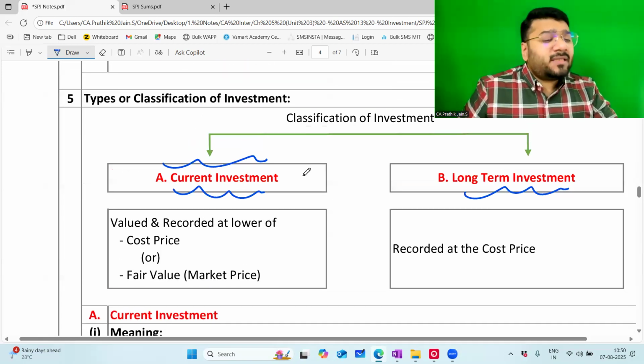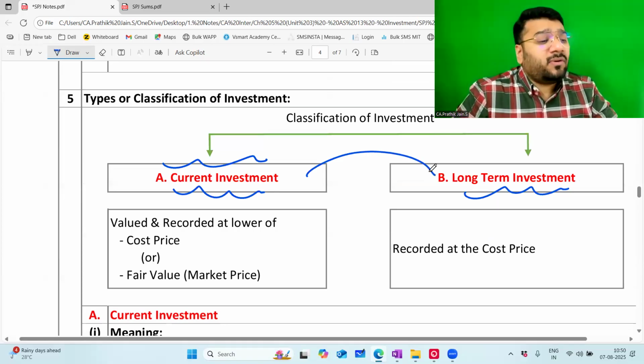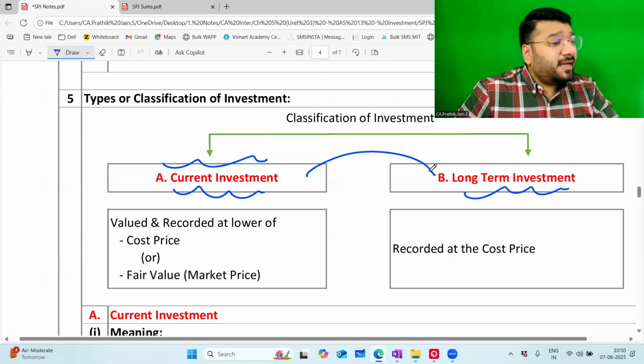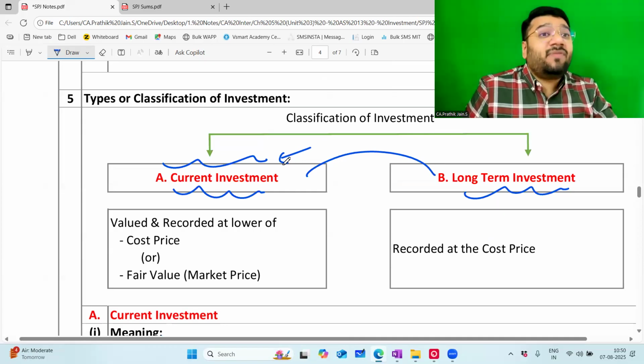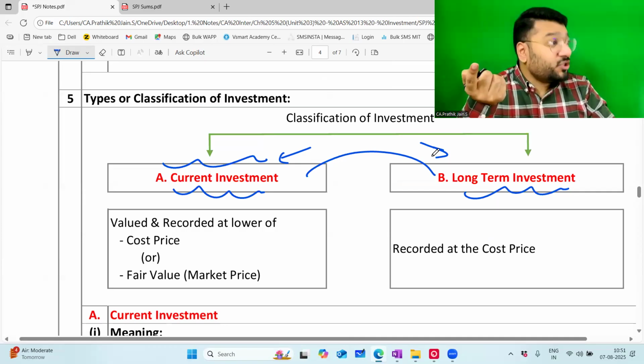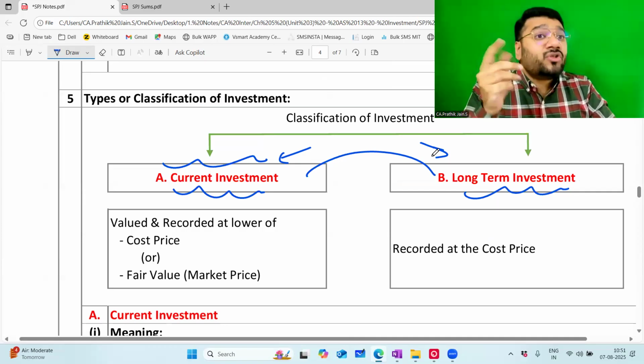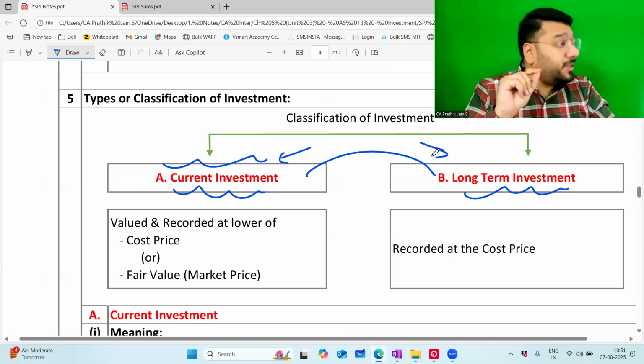Then, sir, why is it so important that we have to classify the investment as current and long term? Why? Because AS 13 says that if you classify your investment as current investment, the valuation will be done in a different manner. And if you classify your investment as long term, then the valuation will be done in a different manner. So valuation wise, it will vary. So it is very important to classify your investment properly.